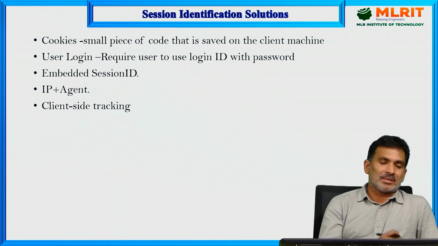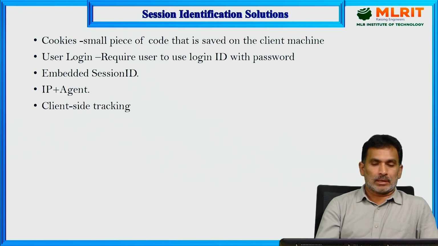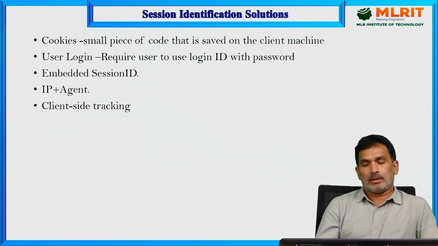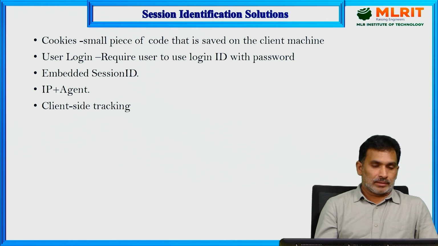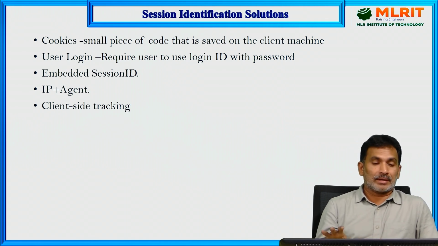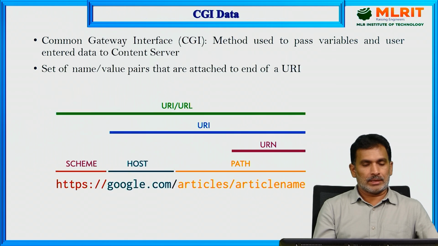Next, we have some solutions, like cookies. These are small pieces of code saved on the client machine. Most of the time, when we try to access or download content, the website will ask you to configure cookies, and that small piece of code is saved at the client machine. Next, a user login requires a user ID with a password, along with embedded session IDs and client-side tracking. These are the different solutions for session identification.